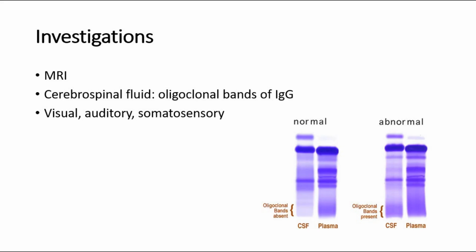We can also check the cerebrospinal fluid. A very significant finding for multiple sclerosis would be oligoclonal bands of IgG on the electrophoresis that are not present in the serum. It will suggest a CNS inflammation. And there will also be delayed visual, auditory, and somatosensory evoked potentials. This is a picture showing the oligoclonal bands in the cerebrospinal fluid.